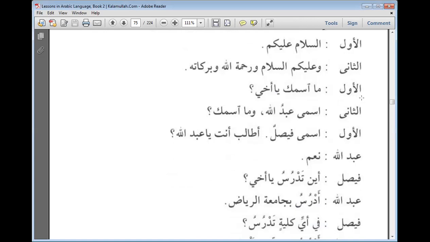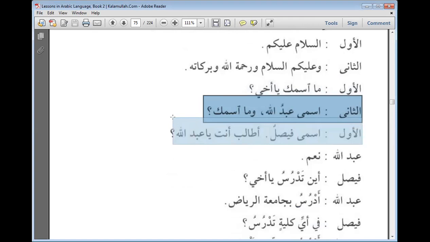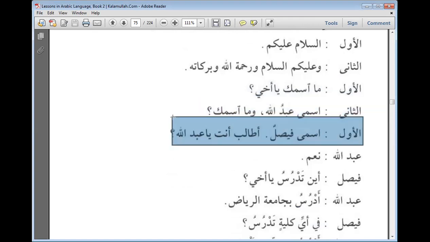So the first person asks, Masmuka ya akhi, what is your name, my brother? The second person replied, Ismi Abdullah. My name is Abdullah. Wa masmuka, and what is your name? Al-awwal, the first person says, Ismi Faisalun. My name is Faisal. Then he asks, Atalibun anta? A student are you? Or in English we will say, are you a student?